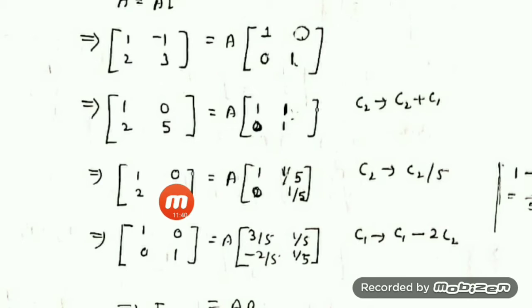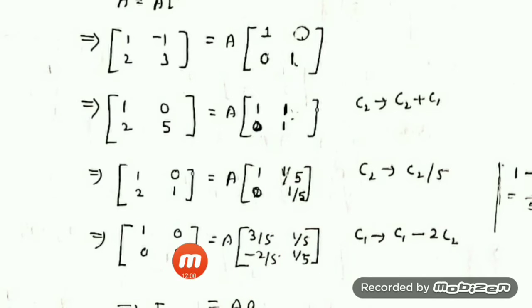It will be equal to 0. 1 minus 0 is 0. 2 minus 2 into 1, that is again 0. Again here, 1 minus 2 into 1 by 5, this calculation is done. It is 3 by 5. This one is done. Then 0 minus 2 by 5, so this is minus 2 by 5. Keep it as it is.